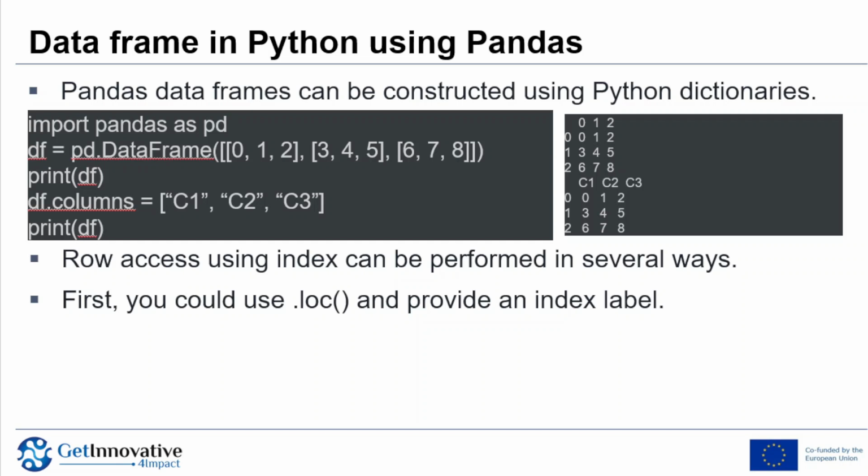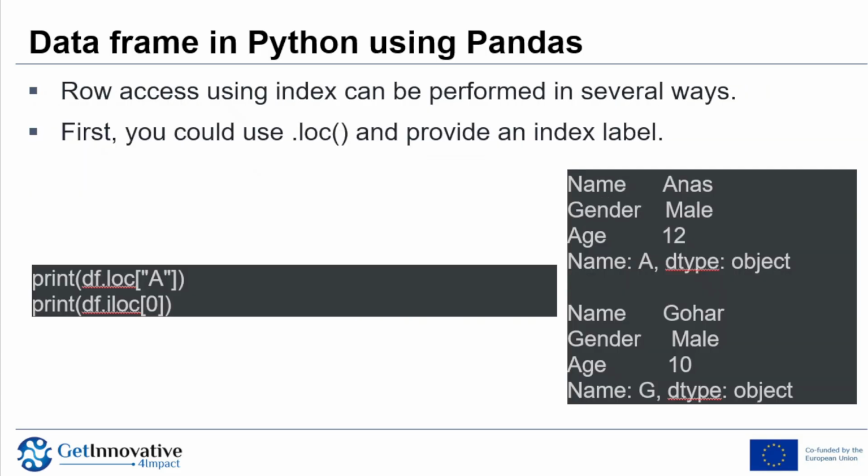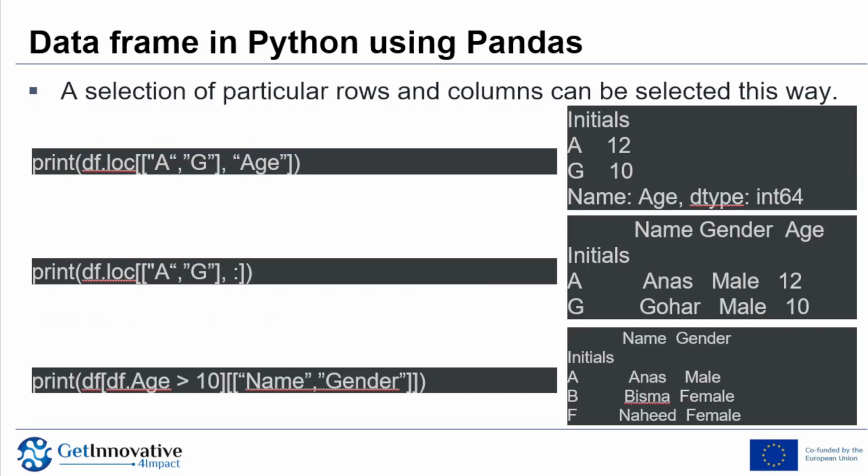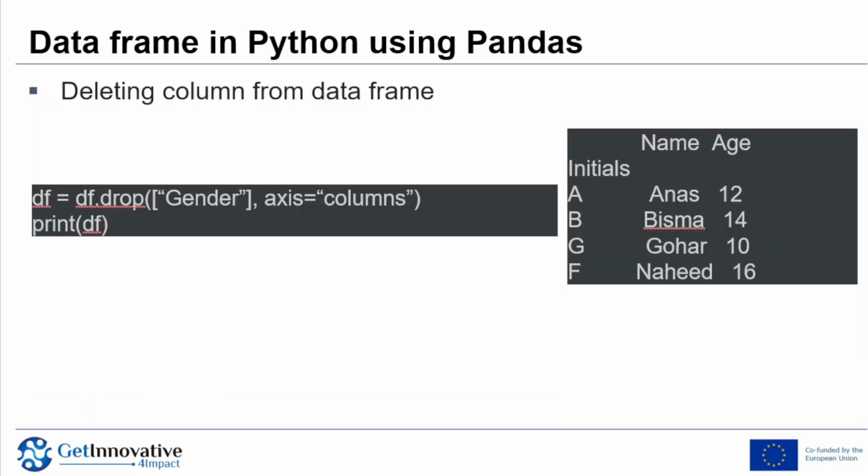So here the row access using the index can be performed in several ways. First, we can use .loc and provide an index label. We can also use .loc and provide the index label in another way as well. So by using the data frame in Python, we can select a particular row and column in many ways, just like in the first case, the second case and the third case. It's up to us. Now if we want to delete any column from the data frame, we have to write the command df.drop.